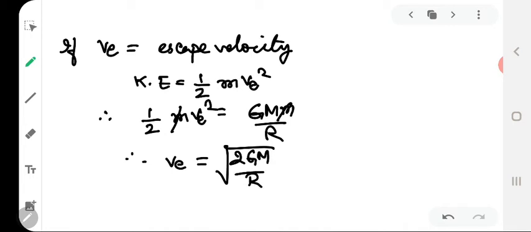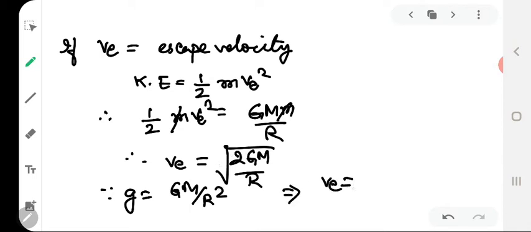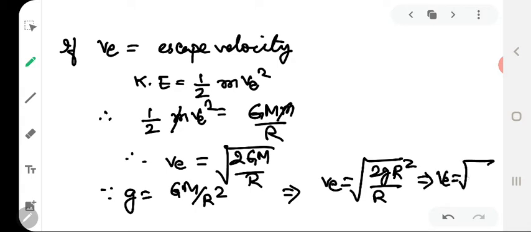The value of acceleration due to gravity at the surface of Earth, small g, is given by GM by r square. So we can write down VE to be equal to root over 2g r square by r. So eventually escape velocity turns out to be root over 2gr. Thus we find the escape velocity does not depend upon the mass of the body to be projected.